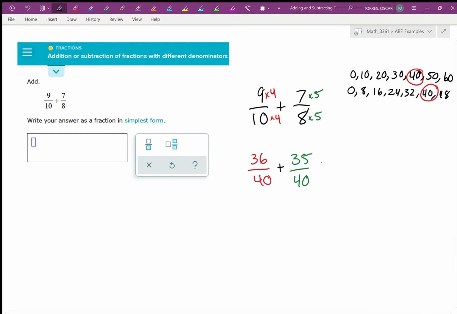So we have the same denominator, which means we can go ahead and add the numerators together. Our denominator is going to stay a 40, but for our numerators, we need to add 36 plus 35, and that would be 71. So we have 71 over 40. I don't believe we can simplify this, so this would be our final answer.